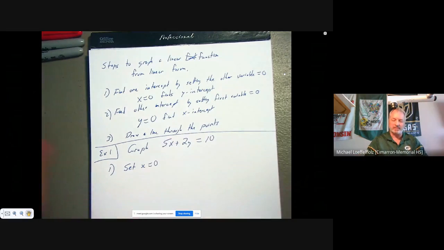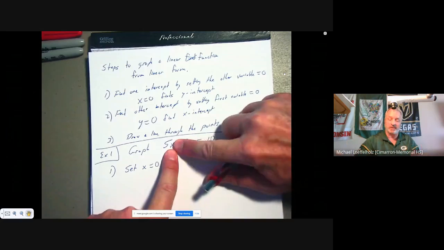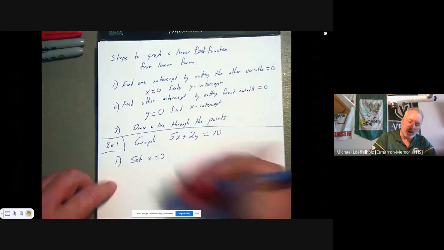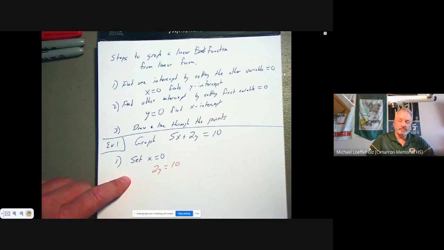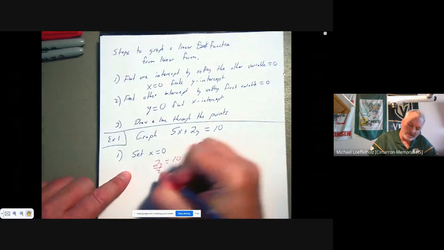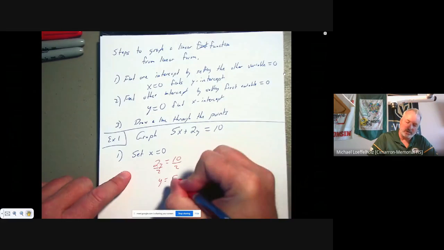Okay, so step 1, we're going to set x equal to 0. So if I set x equal to 0, that means this is 0. This 5x just disappears because 5 times 0 is 0. So all we're left with is 2y equals 10. All right, and then all I got to do is divide by 2, and that gets me y equals 5.